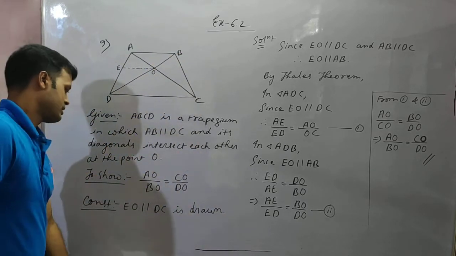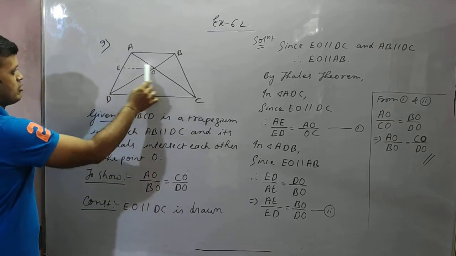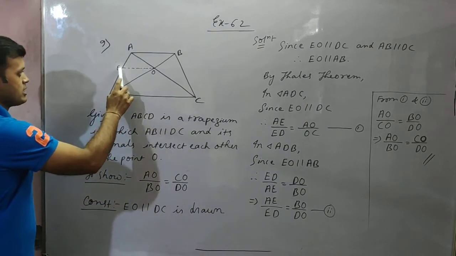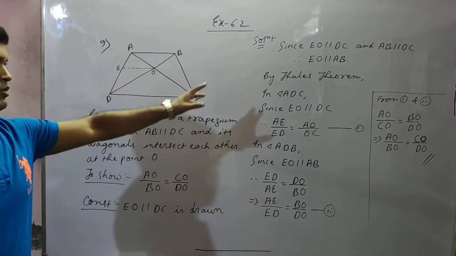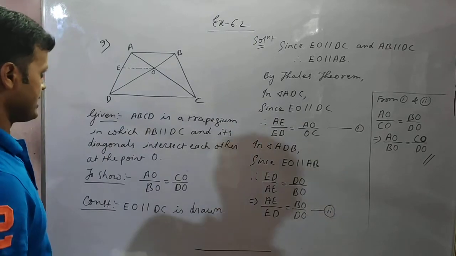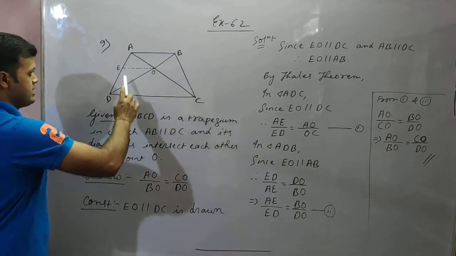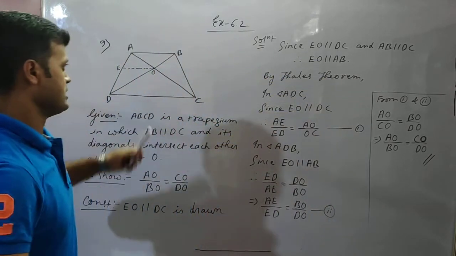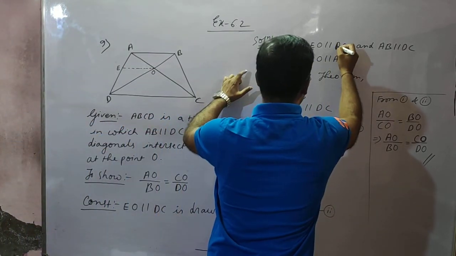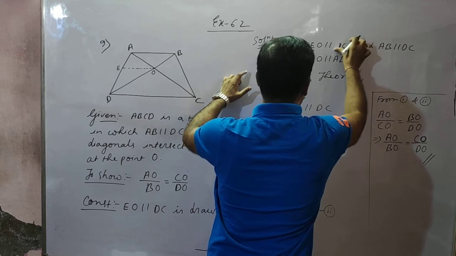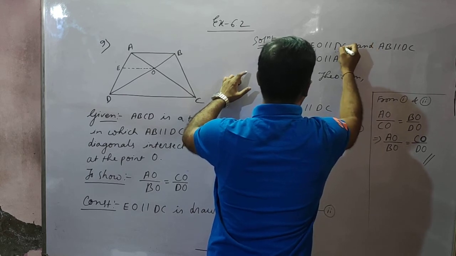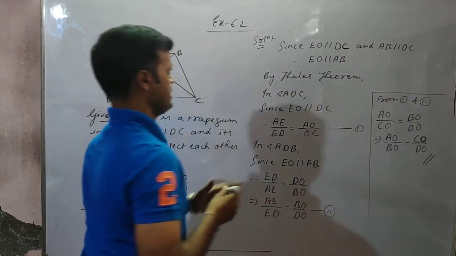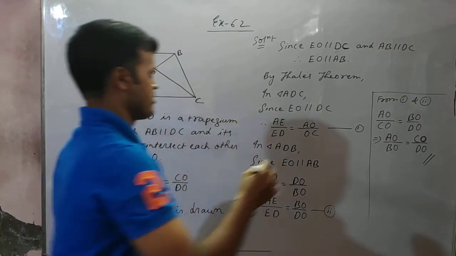So construction: EO parallel to DC is drawn. Okay, so construction we are doing. See what is the construction? EO parallel to DC is drawn. Now solution, let us see. Okay, this is the construction. Now you see, since EO is parallel to DC, EO is parallel to AB also, since AB is parallel to DC.